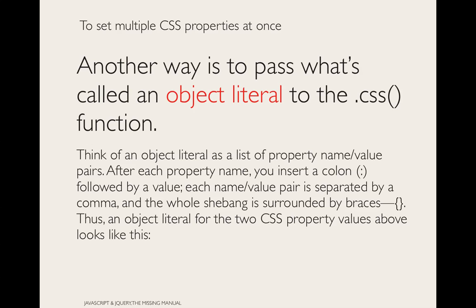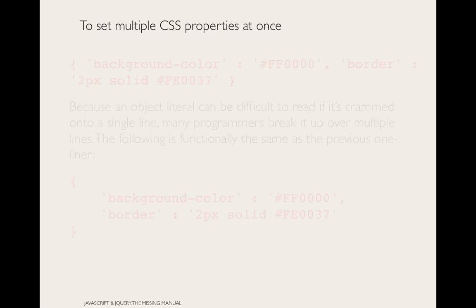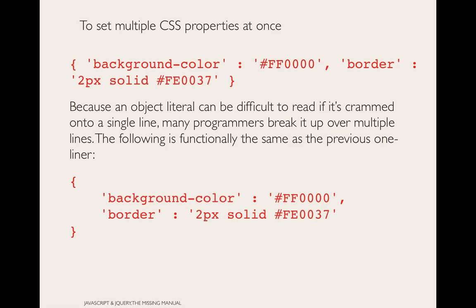An object literal for the two CSS property values above would look like this. So we have a background color, colon, the value, comma, the border property, colon, and the value for it. Because an object literal can be very difficult to read if it's all crammed in one single line, a lot of programmers will break it up over multiple lines, and it's basically exactly the same as the previous one-liner. Notice there's a comma right after background color, but there's not a comma after border. Don't add extra commas onto the end.